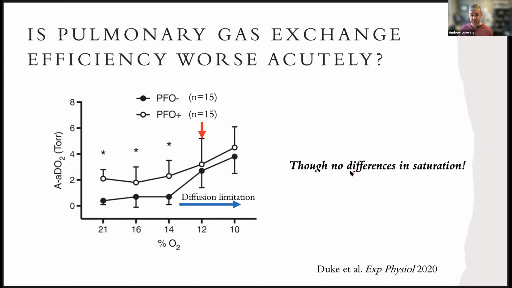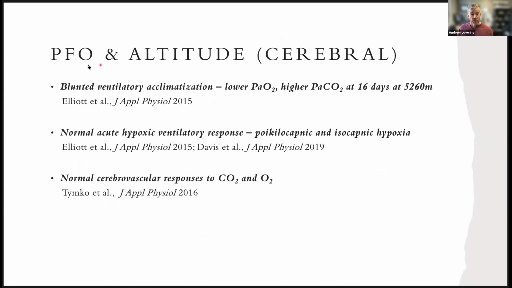In this study and in the Bolivia study, we find no differences in arterial oxygen saturation between PFO positive and PFO negative individuals, so it's hard to attribute it to that. One thing we did find that was interesting was that after 16 days at 5,260 meters, those people with a PFO had blunted ventilatory acclimatization. We know that because they had a lower PaO2 and a higher PaCO2 than people without a PFO. So they increased their breathing, they just didn't increase it as much. They did have lower saturations after 16 days.